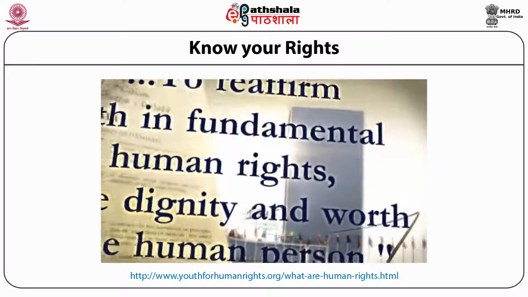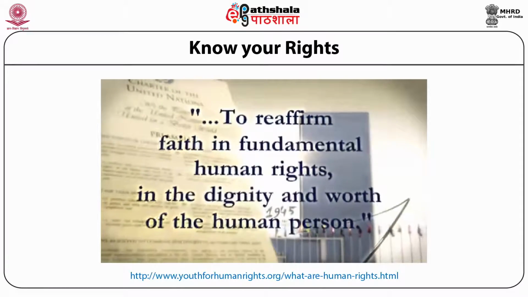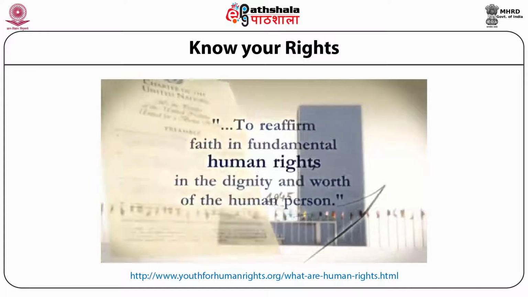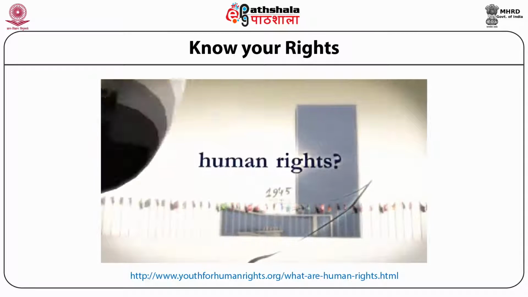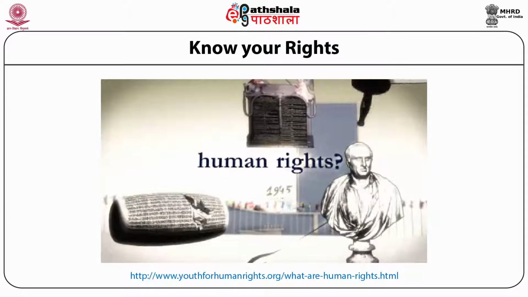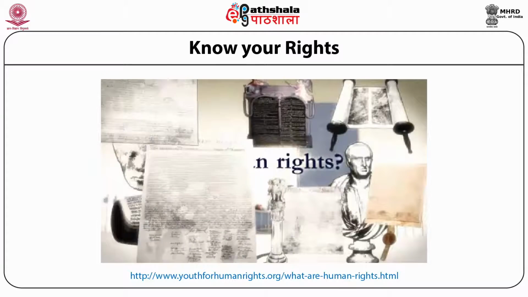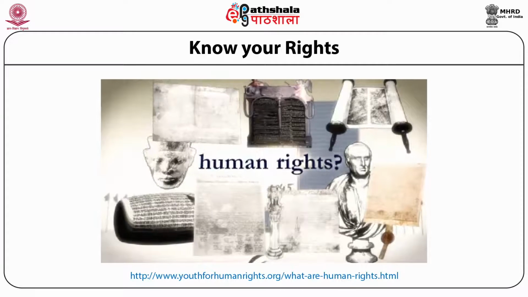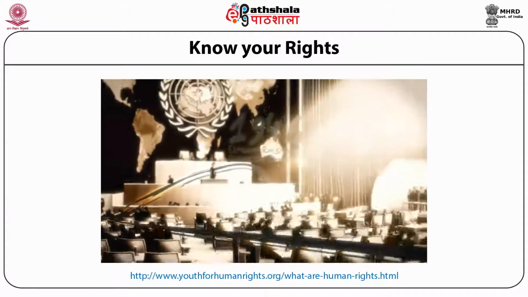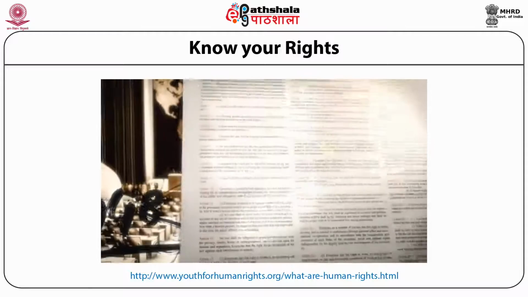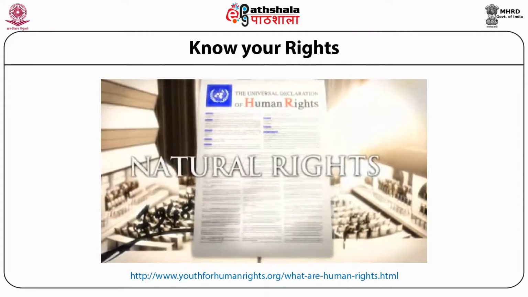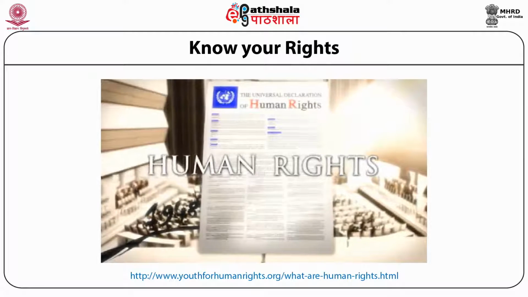Their basic purpose was to reaffirm faith in fundamental human rights, in the dignity and worth of the human person. But what were human rights? Were they the proclamations of Cyrus, the natural laws of Rome, the declarations of France? Everyone seemed to have a slightly different idea of what human rights should be. But under the supervision of Eleanor Roosevelt, they finally agreed on a set of rights that applied to absolutely everyone. The Universal Declaration of Human Rights. The French concept of natural rights had finally become human rights.